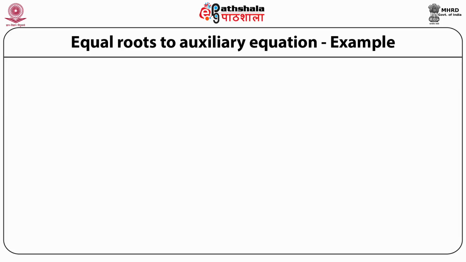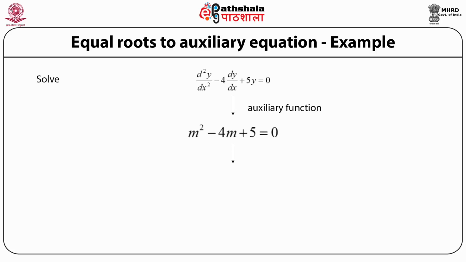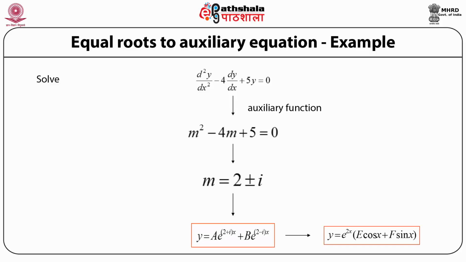We are going to see unequal roots of the auxiliary equation, but this time the unequal roots are complex in nature. For the equation d squared y by dx squared minus 4 dy by dx plus 5y is equal to 0, we have the solution m is equal to 2 plus or minus i. So if you write it out, you will get y is equal to a into e power (2 plus i) times x, plus b e to the power (2 minus i) times x, and so the general solution is going to be e to the power of 2x times (E cos x plus F sin x).